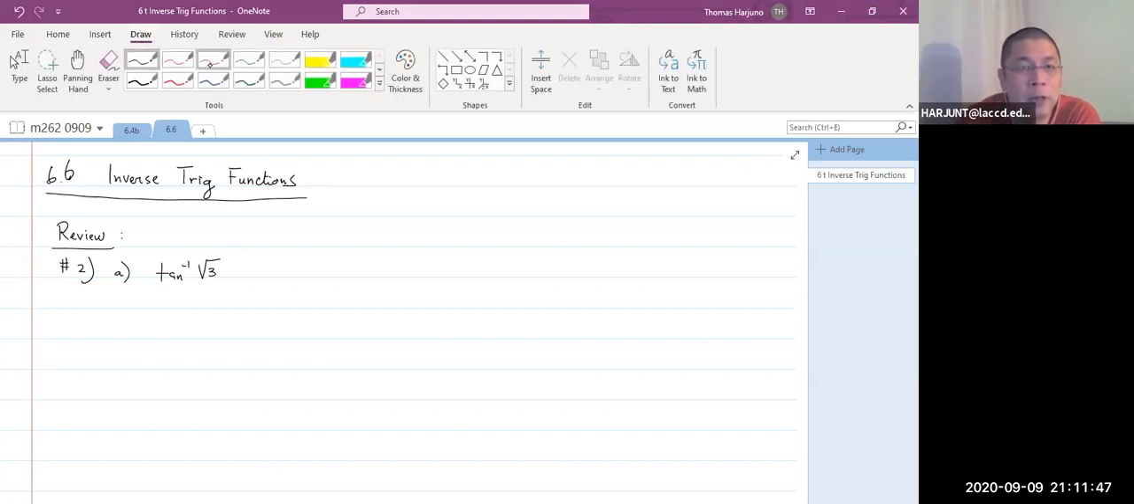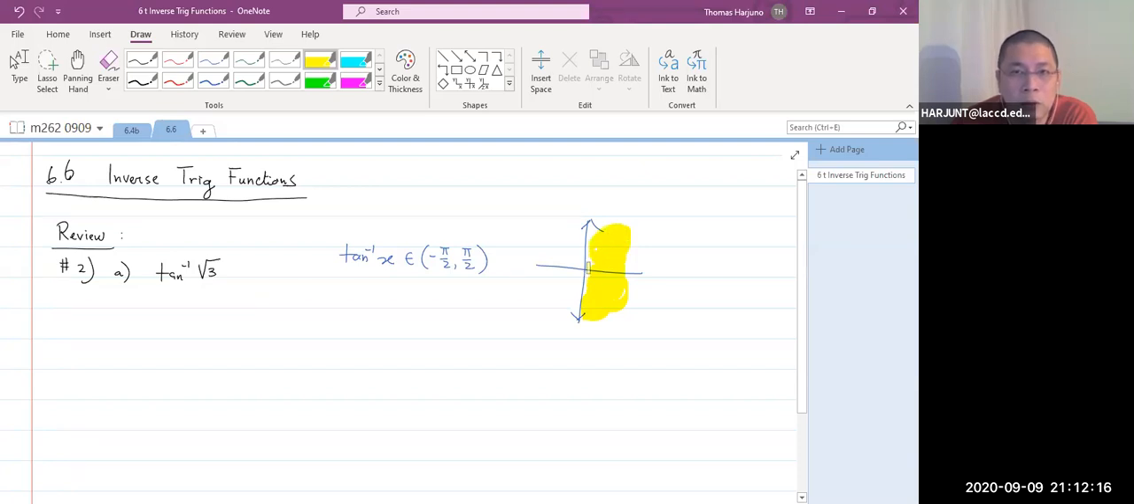Keep in mind that tangent inverse of x will give you an angle between negative pi over 2 to pi over 2. So in the quadrant system, it will be here, continues to here. Therefore, I will not call that quadrant 4 to quadrant 1. I call that quadrant -1 and quadrant 1.